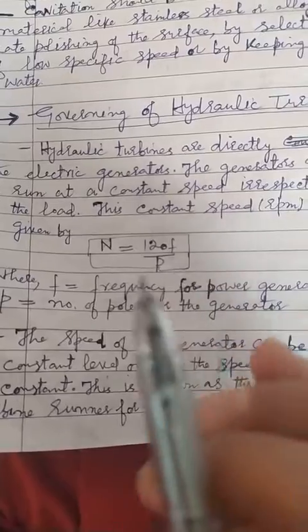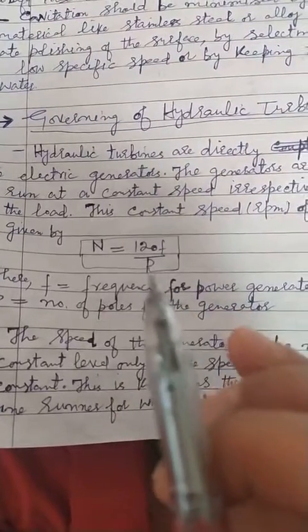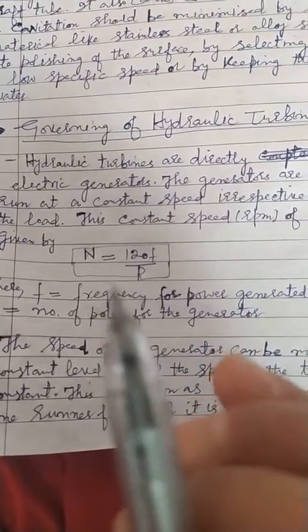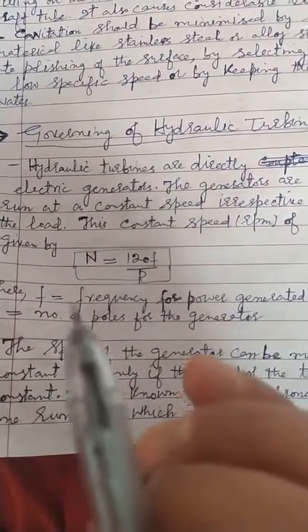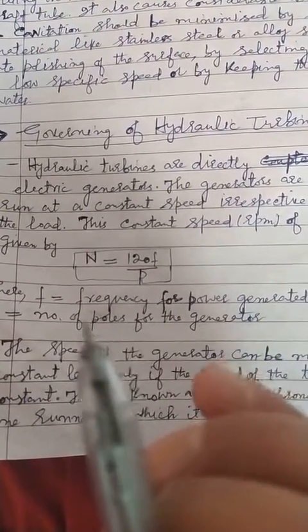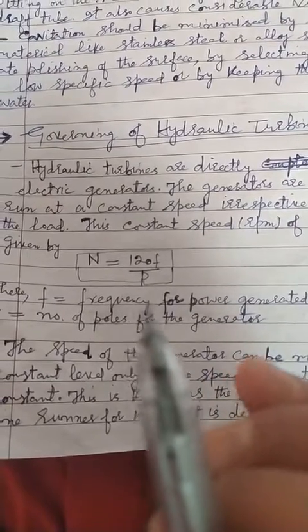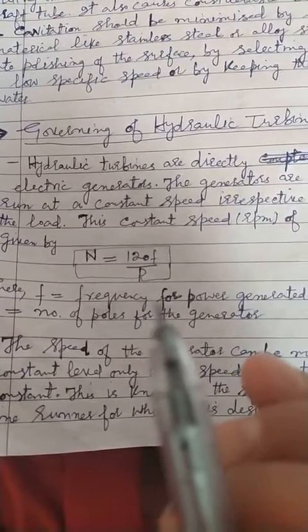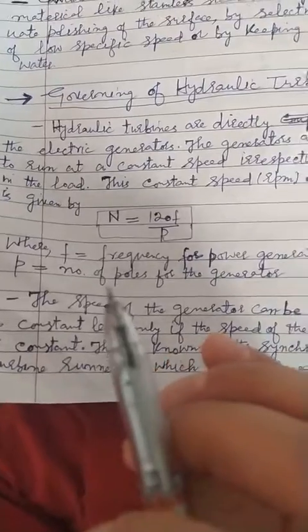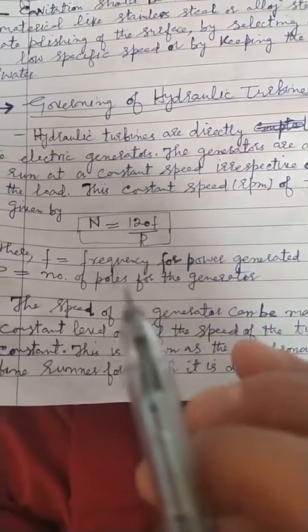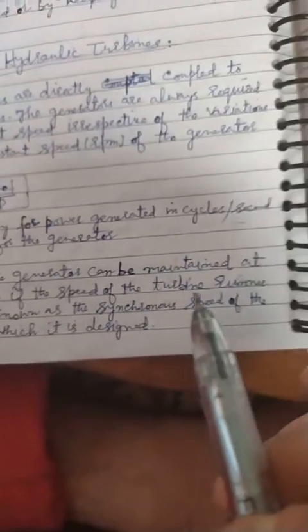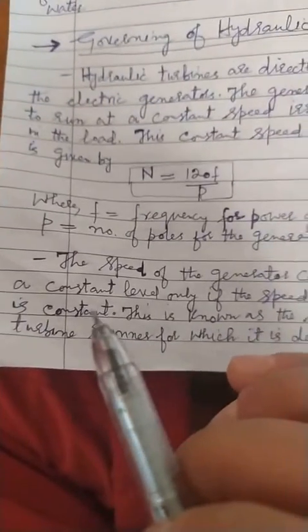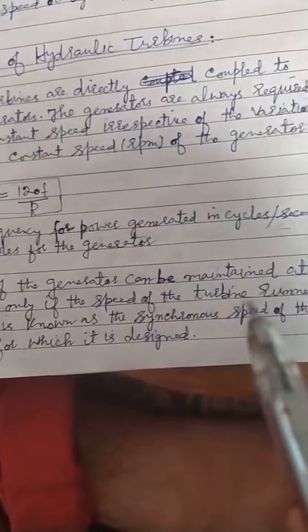So to keep this generator speed uniform, we need to govern the turbine, using different loads and different discharges of water. ठीक है. So in IC engines you are using diesel or petrol, but here we are using water as fuel. So the speed of the generator can be maintained at a constant level only if the speed of the turbine runner is constant.